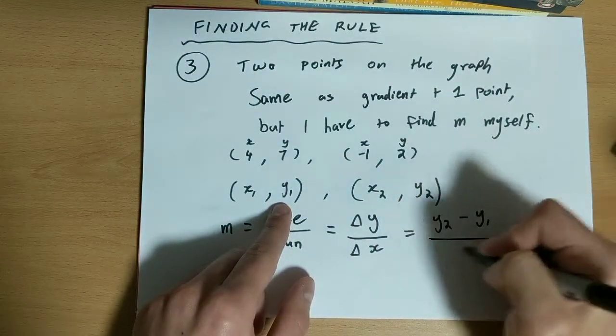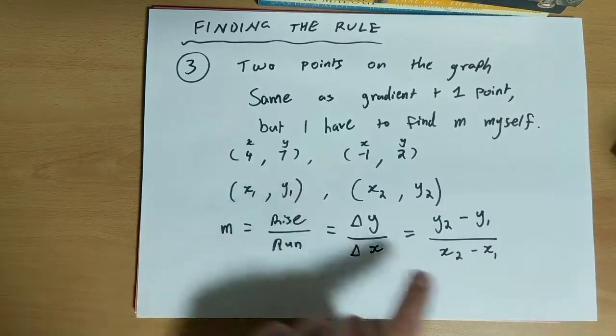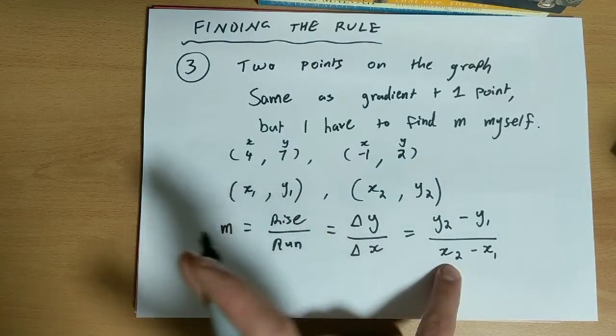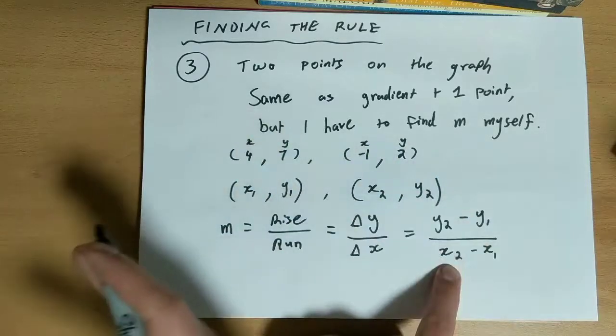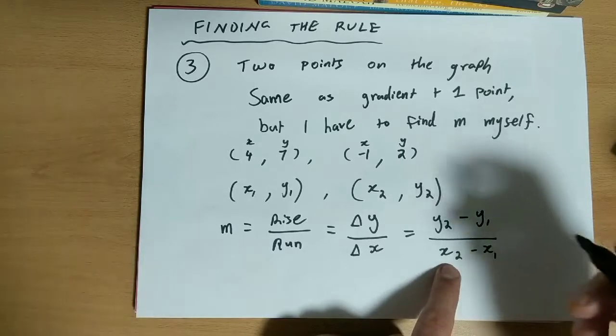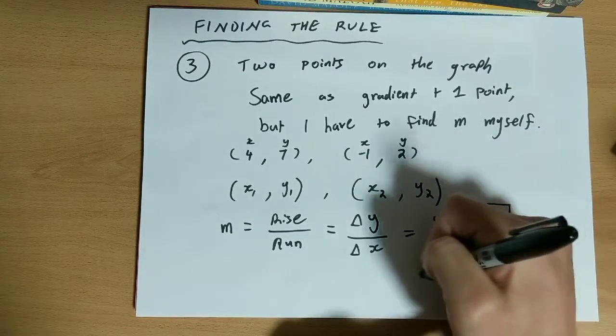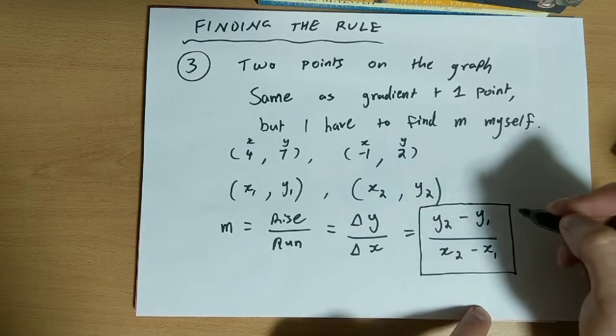And it's the same thing with change in x. I'm going to go x2 minus x1, and that's going to give me how much I've run across the graph from x1 across to x2. Okay? This is a rule that I'm going to use when I'm finding m.